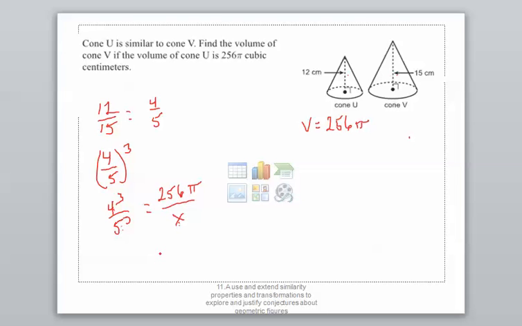Okay? So now we got a little bit of work we can do here. We can do cross multiplication, but we also need to figure out what these are. So 5 cubed is 125, and 4 cubed is 64. So what do I got here? I've got 64 over 125 equals 256 pi over x.